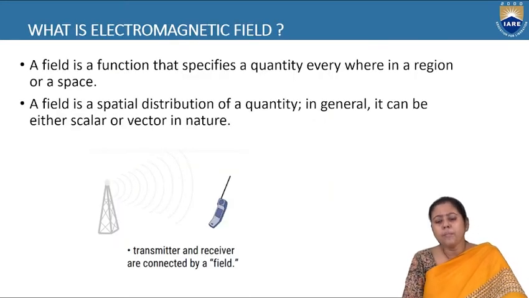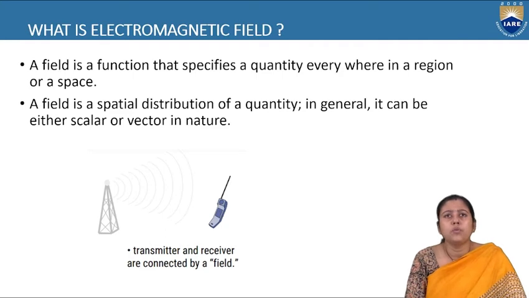So, first question, we will start with: what is a field? In the very first class of this session, we discussed what a field is. A field is a function that specifies a quantity everywhere in a region or a space. A field is a spatial distribution of a quantity. In general, it can be either scalar or vector in nature.